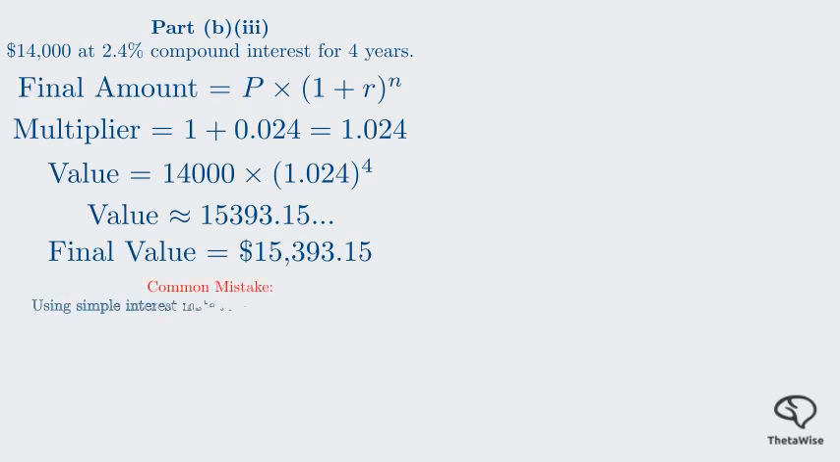Rounding to the nearest cent, the value is $15,393.15. A common mistake is using simple interest instead of compound interest. Simple interest adds the same amount every year, whereas compound interest adds a percentage of the new total.